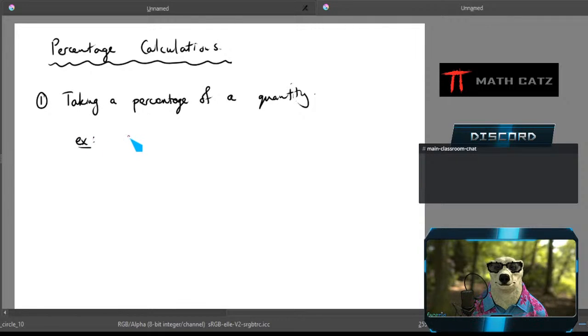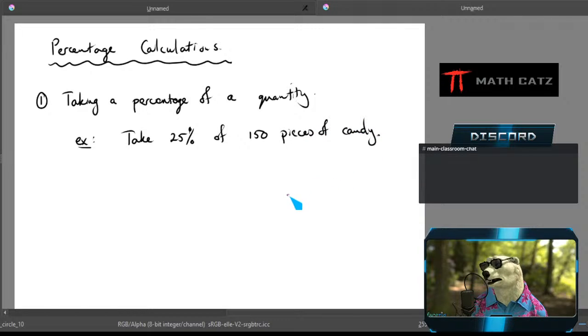For example, let's say I want to take 25% of how much candy do I have? Let's make it 150 pieces of candy. How much do I need to count and keep for myself? So remember, this percentage is a fraction.